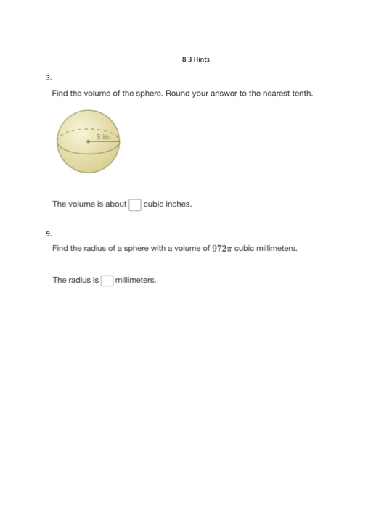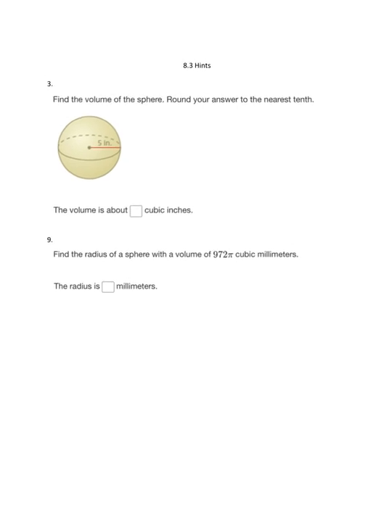So you have several problems where you're just finding the volume of a sphere given a radius. We're going to use our formula, volume equals 4/3 pi r cubed. So in this case for number 3, our radius is 5 inches. So that'll be 4/3 times pi times 5 cubed.